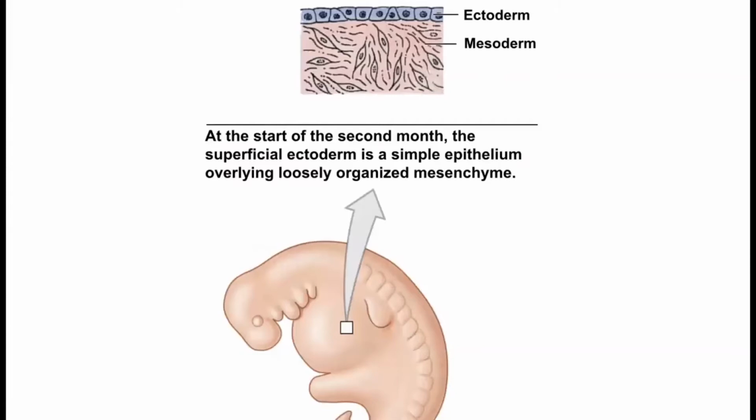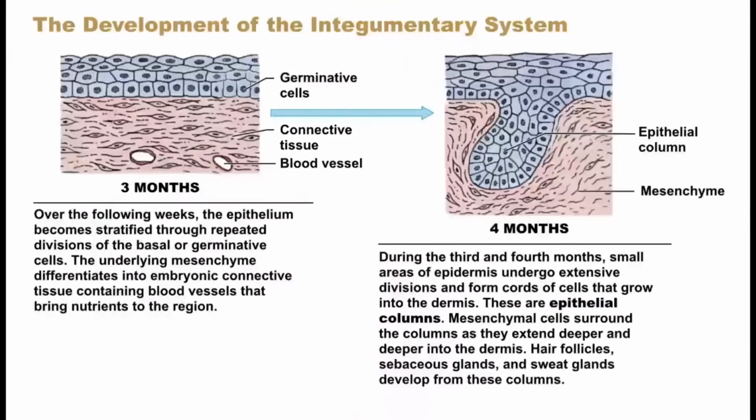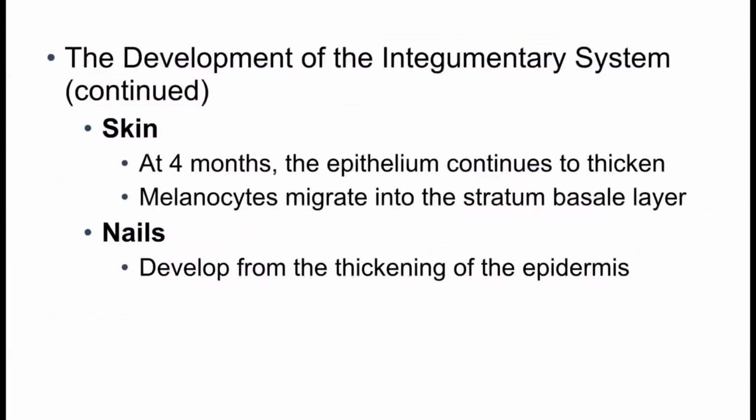So here's your ectoderm, which is going to form your epidermis, and then your mesoderm underneath it. As things develop, you start to form layers here. Your epidermis starts to form layers, and it starts to invaginate. This forms your glands. The skin at about 4 months, the epithelium continues to thicken. Melanocytes migrate to the stratum basale layer. Remember, the melanocytes are found in the stratum basale layer.